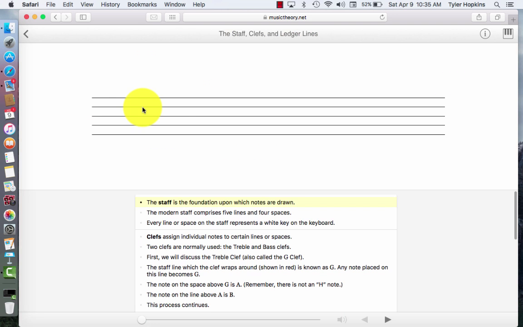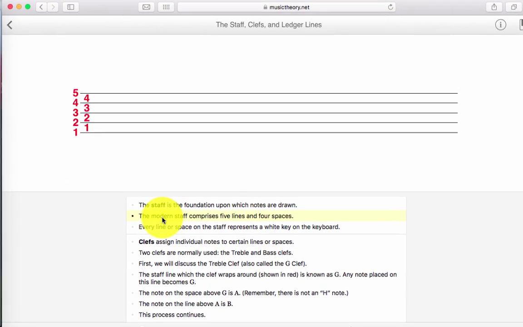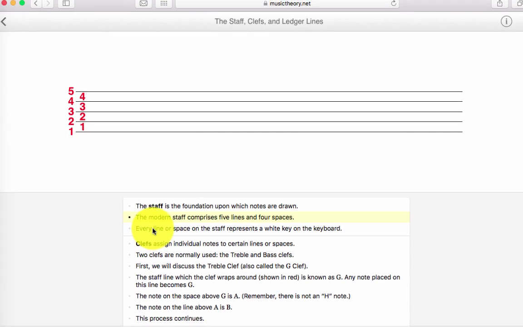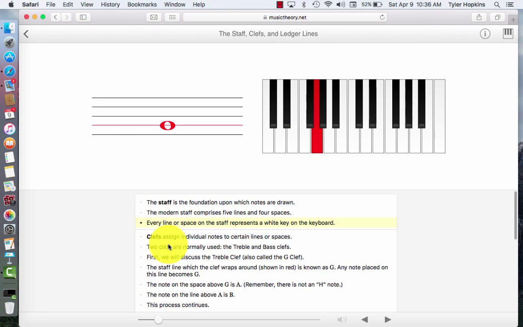Let's start with the staff. As you can see, the staff is the foundation upon which notes are drawn. We have 5 lines in front of us. The modern staff comprises 5 lines and 4 spaces, as you can see here, 1 through 5 and 1 through 4. Every line or space on the staff represents a white key on the keyboard.